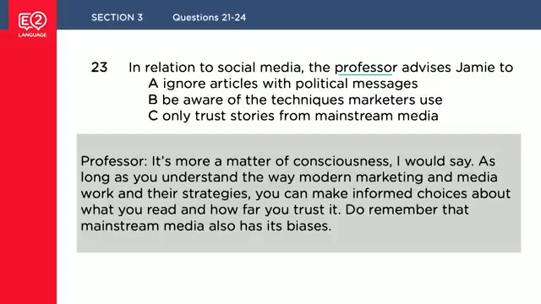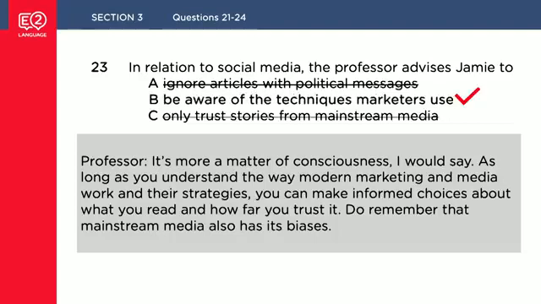So option A, did the professor advise her to ignore articles with political messages? No, that's not mentioned at all. Did the professor say C, only trust stories from mainstream media? No, on the contrary, mainstream media has its biases. The answer is B. Be aware, be conscious of the techniques of marketers.